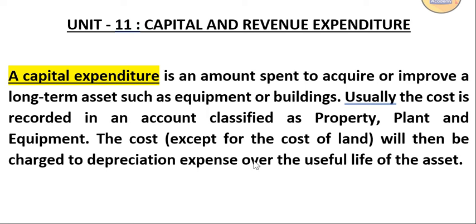So I'll read it here. That means amount spent to acquire or improve a long-term asset. What is the meaning of long term? Long term means over more than one accounting period, means 2 years, 3 years, 4 years, 5 years, sometimes 10 years, 20 years. So that means a property or plant machinery is acquired for the production purpose and the life of that property may be more than one accounting period. That expenditure is called capital expenditure.